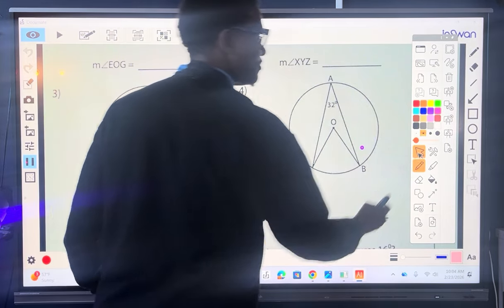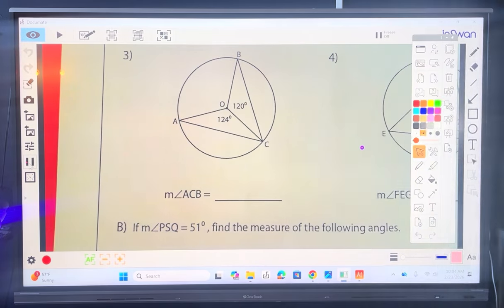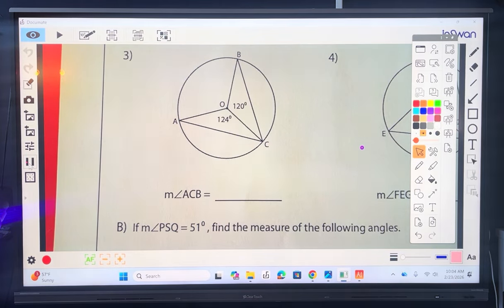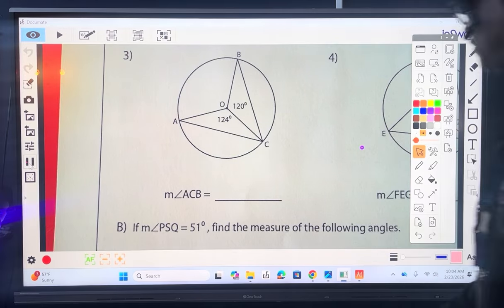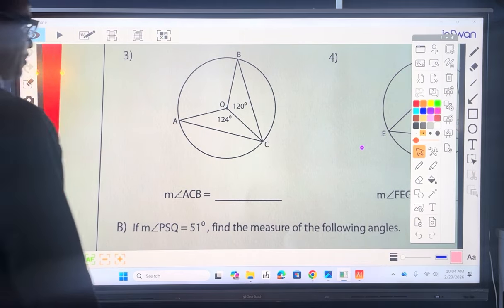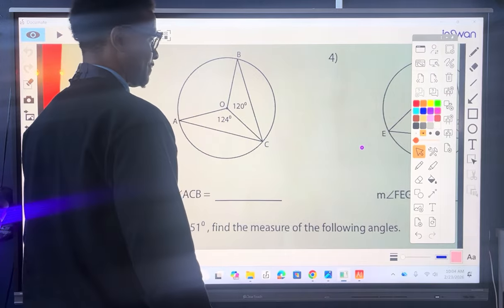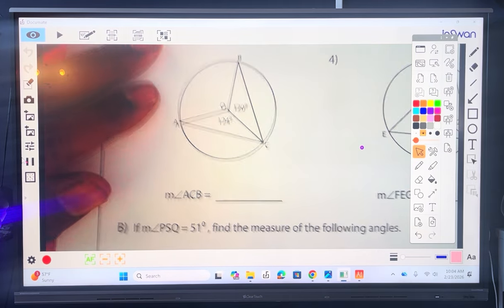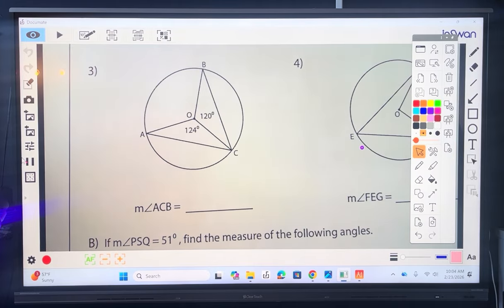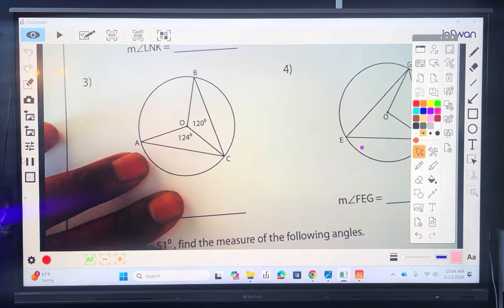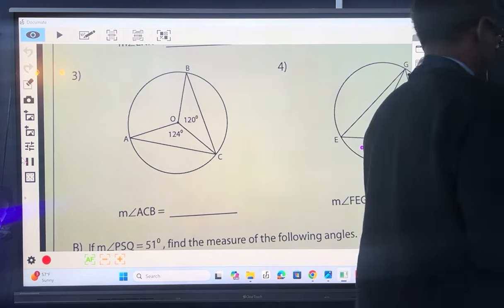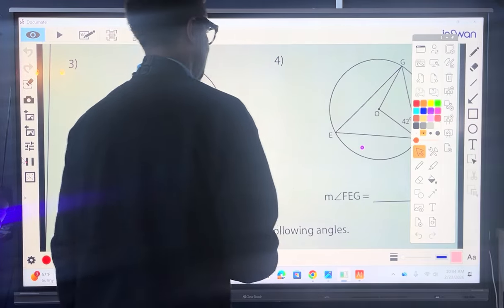Caroline. What do you want? What you get? Ain't no way. What do you mean? Oh, that's what you did. Yeah, I gotta fill out the written one. All right. We are here. Inscribed angles. 3 and 4.